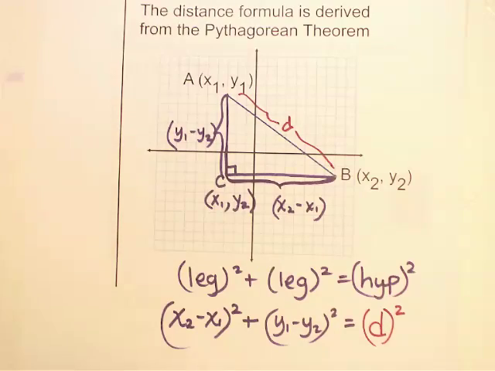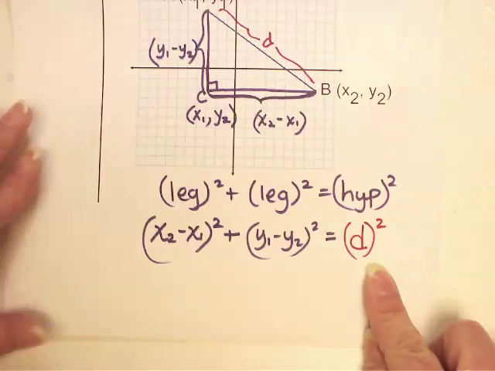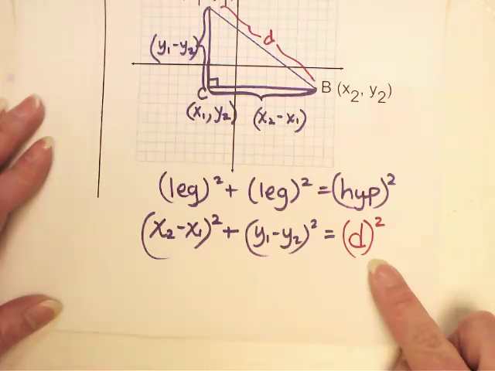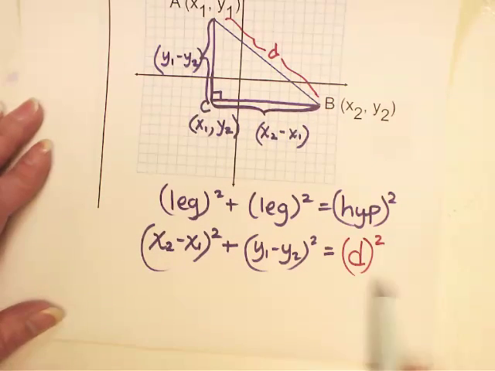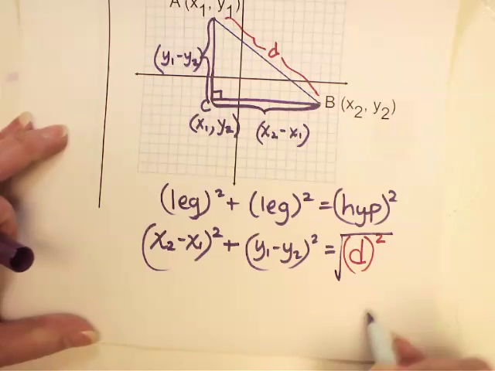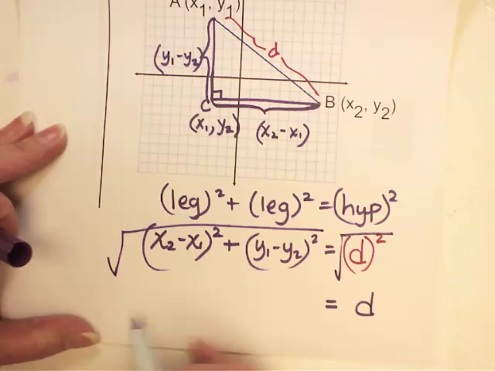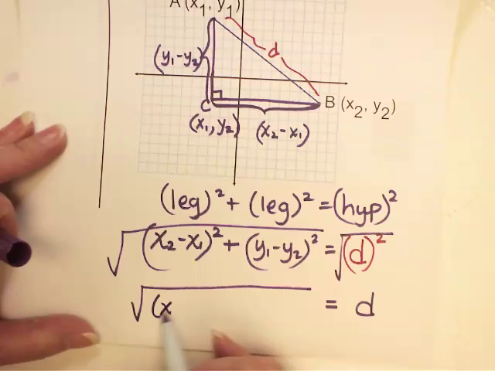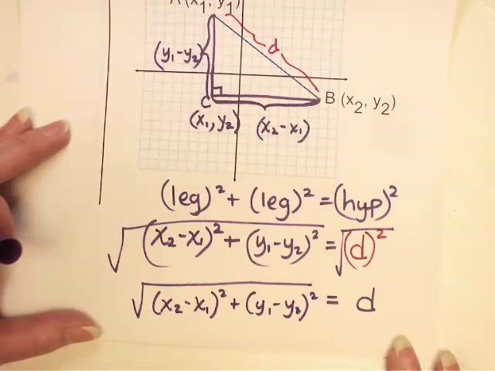Now if I want to find what d is, remember that we talked about mutual enemies before, that the opposite of a square root is a square, and vice versa. The opposite of a square would be a square root. So how could I get d by itself? I would need to square root it. In that case, I would get d equals, and I have to square root the other side, which gives me the square root of x sub 2 minus x sub 1 quantity squared plus y sub 1 minus y sub 2 quantity squared.